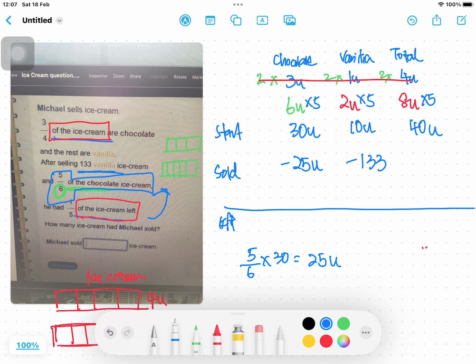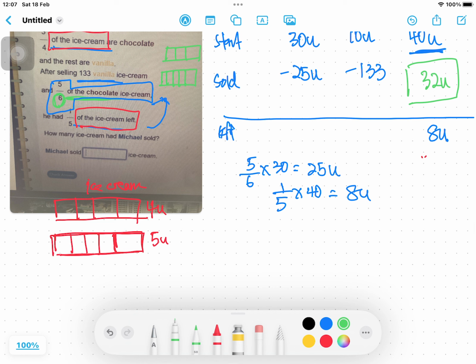And then we come back to here. I know 1/5 of the ice cream left. So this is the ice cream. So 1/5 of it will be 8 units left. 8 units here. Okay? So now I know at the start I have 40 and end I have 8. So here will be 32 units. Correct. Because 32 add 8 will give me 40, right?